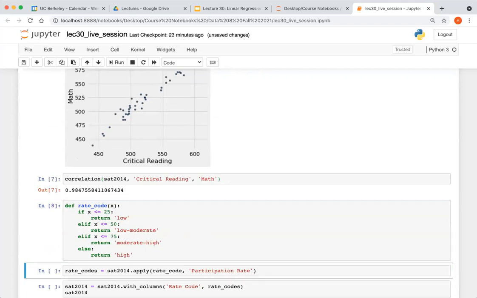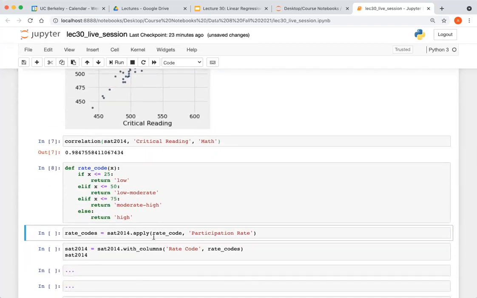Okay, and what I'm going to do is apply this function to the participation rate column. So I'll take my table, I will apply the rate code function to the participation rate column, and this object, rate codes, that I have just created. What is that? Is that a table? What is it? If I run that, what is it going to be? It is going to be an array, because that is what apply produces. It produces an array. Good, wonderful.